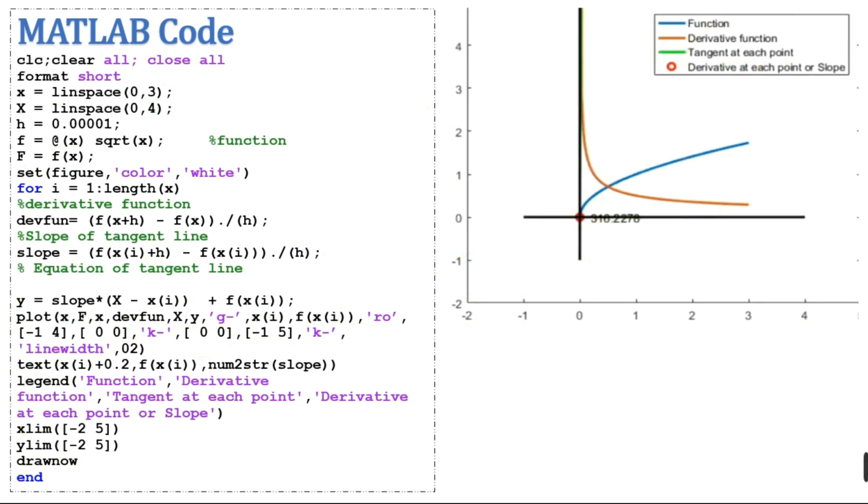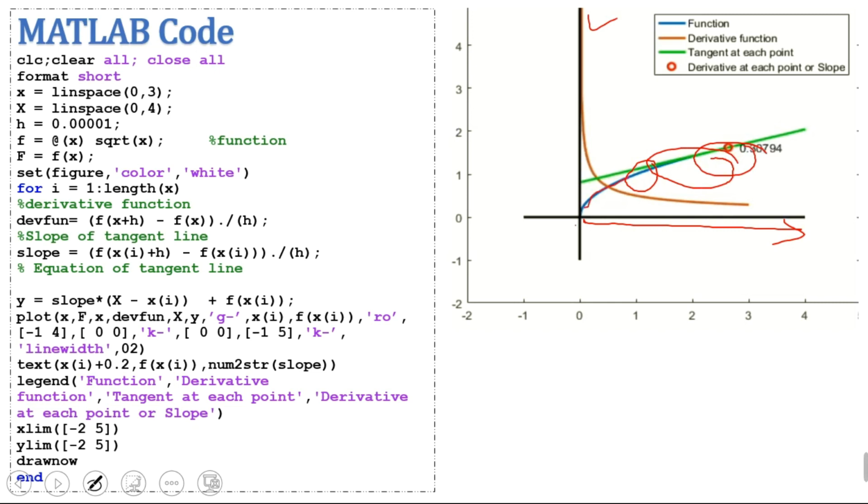Now we check this function. As x is increasing, the slope of the tangent line is decreasing. This is the behavior of the tangent line at each point, and this is the derivative of the function. We also see that the derivative is decreasing. This is the graph of the derivative function, and this is the graph of the given function. As x is increasing, the function is increasing, but the derivative of the function is decreasing. We also see that the derivative of the function is positive.